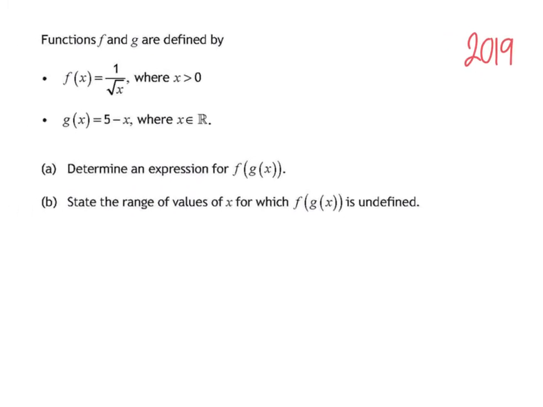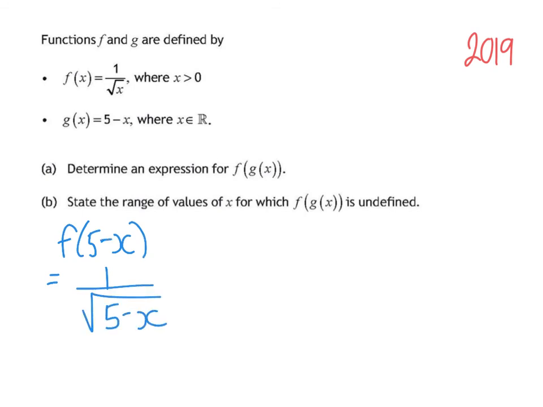So question part A, determine an expression for f of g of x. So that's okay. So that's just putting in 5 minus x wherever you see x in f. So that becomes 1 over the square root of 5 minus x. So that is part A done. Okay, so just wherever you saw x in f, you put in 5 minus x.